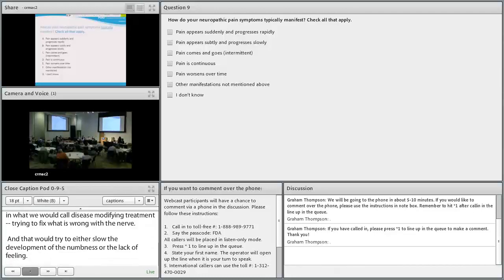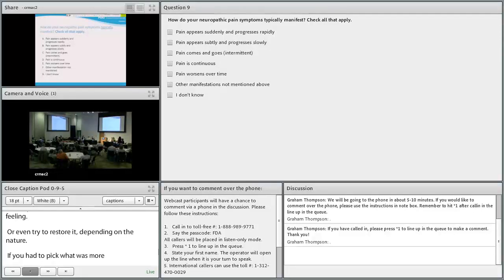If you had to pick what was more important to you, is it more important to decrease the positive symptoms that are associated with pain, or is it more important to try and restore the lost function, the numbness?